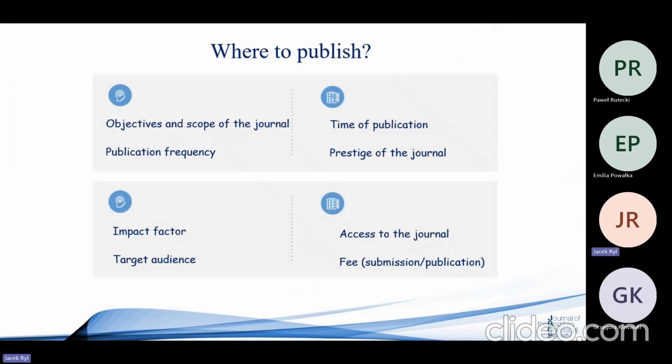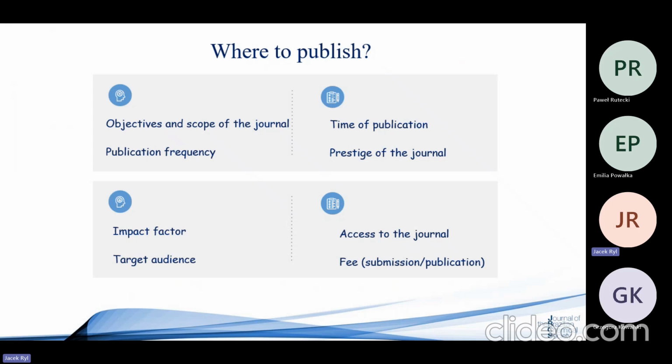So another question regarding publishing is where to publish. When you think about selecting a journal, you have to think about the objectives and scope of the journal. We can check publication frequency, time to publication, the prestige of the journal, impact factor. I was talking about this earlier with Professor Jacek about how it's important to publish in high impact factor journals here in Poland, because in Brazil we have some different classifications of the journals that do not follow exactly the impact factor in some cases. So I know that the situation can be different here, as in Brazil it is different, but we always look at the impact factor.